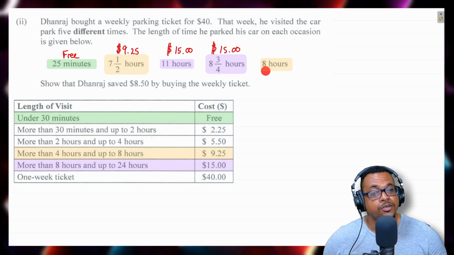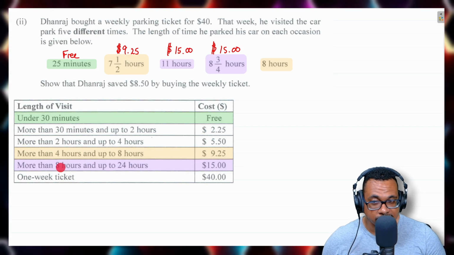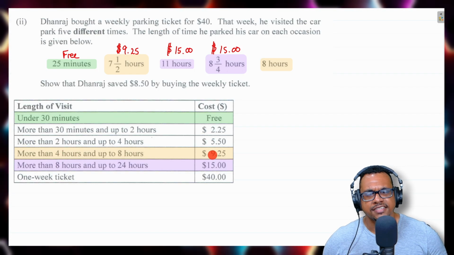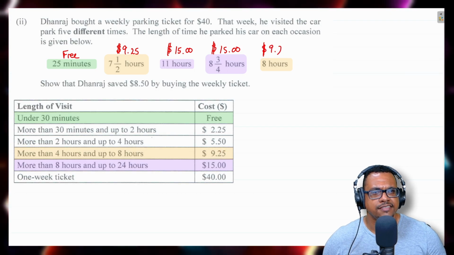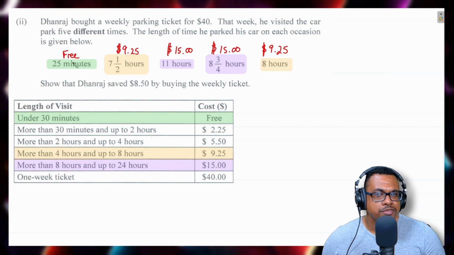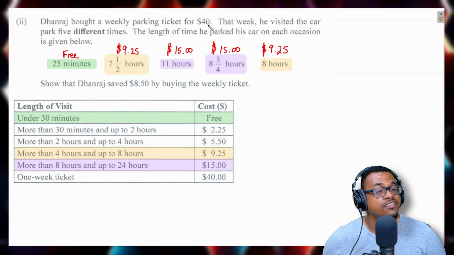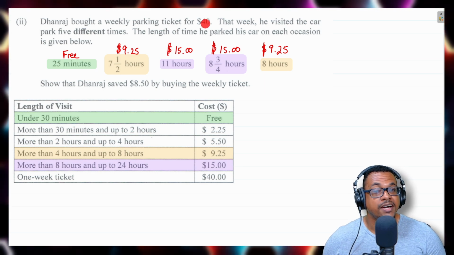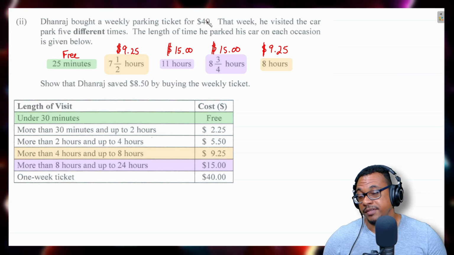And then we have 8 hours. Now notice, more than 4 hours and up to 8 hours. Here starts at more than 8 hours. So the 8 hours will fall in this range here, which is $9.25. So here we have $9.25. Now all we have to do is add up all these costs and see if the money crosses $40 or if it's under $40. If it crosses $40, then it would have been better to take the weekly parking ticket of $40. But if it's under $40, then not taking the weekly parking ticket would have been the better option.